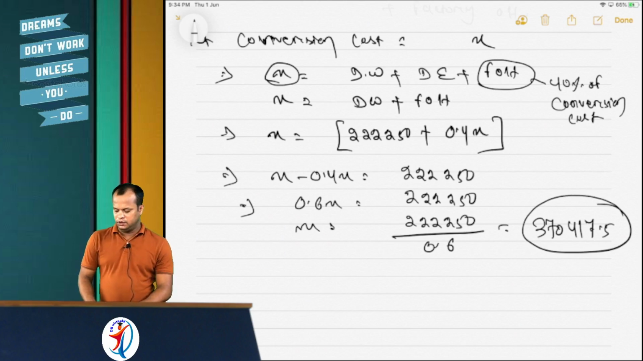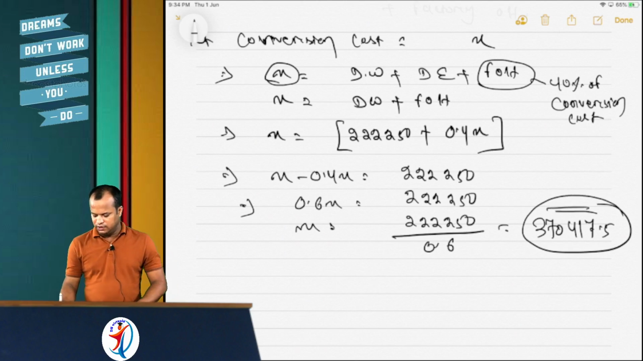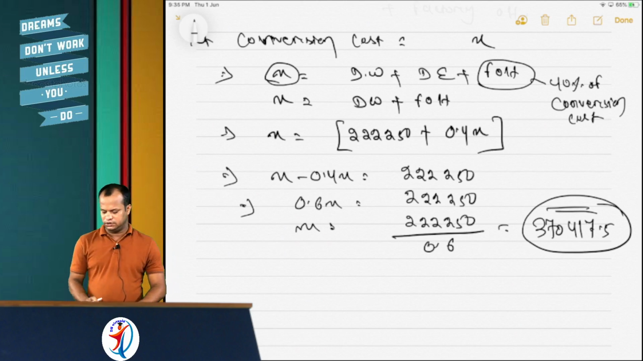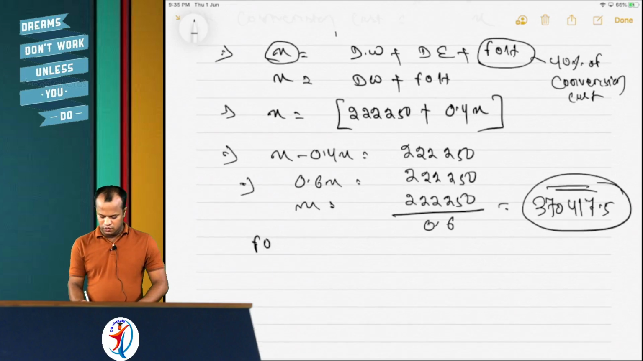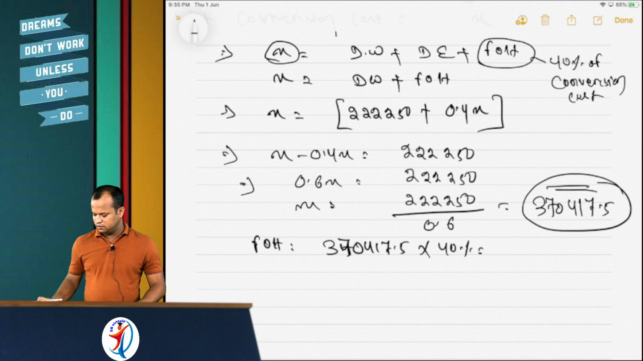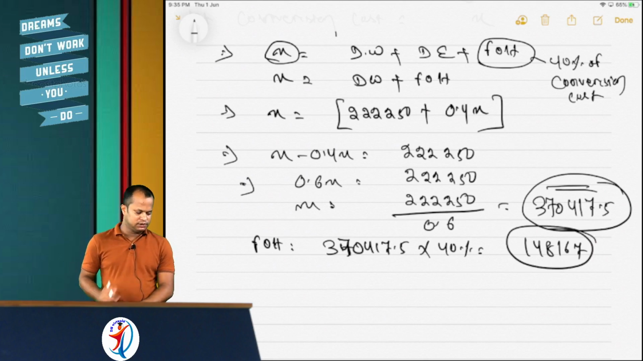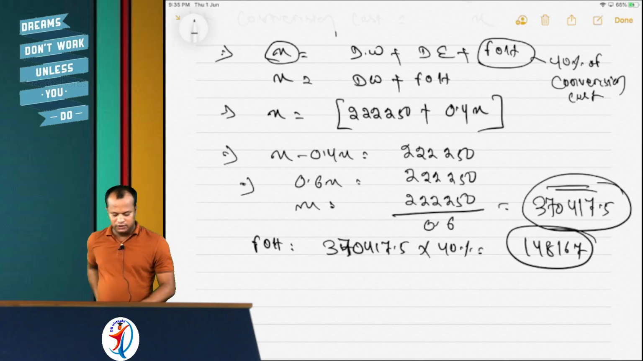370,417.5 is my conversion cost. So factory overhead is equal to 370,417.5 into 40%. The result is 148,167. So indirect manufacturing cost is 148,167.